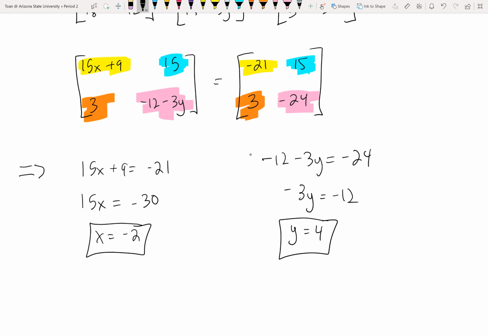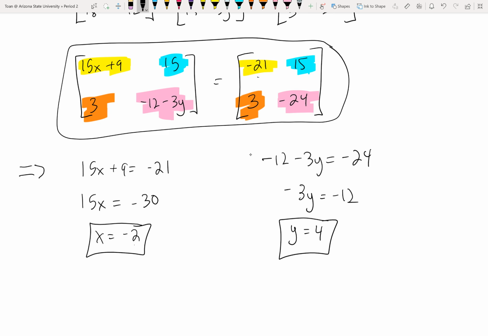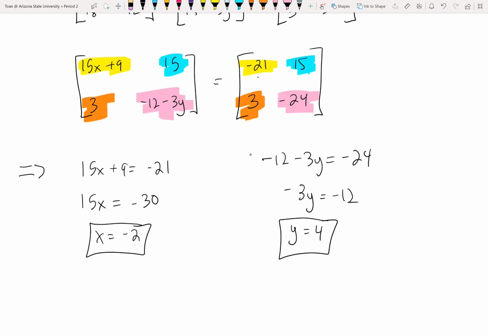So would it be negative 2 minus negative 21? Negative 2 minus 20. Which one are you looking at? The yellow. Oh, so it's not quite. It's not going to be negative 2 minus 21. What this sentence says is that the yellows are equal. So that's why I wrote 15x plus 9 is equal to negative 21.